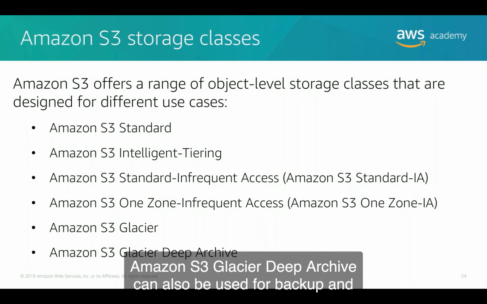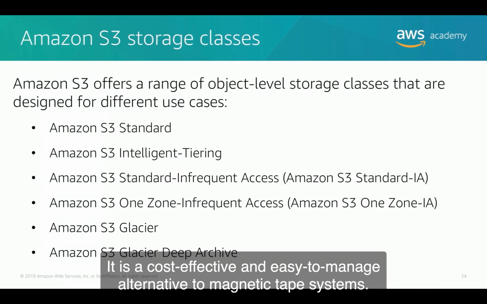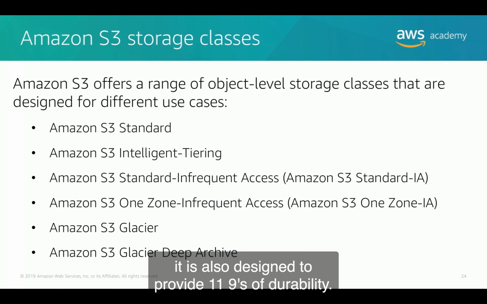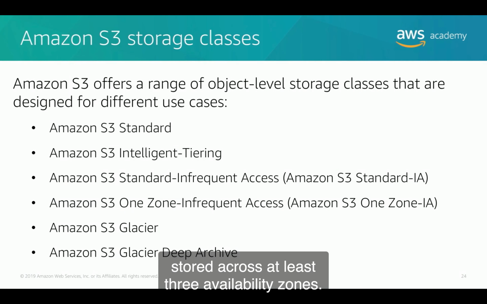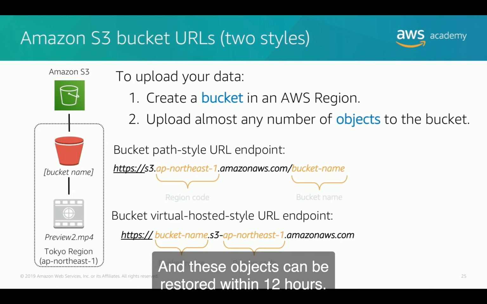Amazon S3 Glacier Deep Archive can also be used for backup and disaster recovery use cases. It is a cost-effective and easy-to-manage alternative to magnetic tape systems. Amazon S3 Glacier Deep Archive complements Amazon S3 Glacier, and it is also designed to provide 11 nines of durability. All objects that are stored in Amazon S3 Glacier Deep Archive are replicated and stored across at least 3 availability zones, and these objects can be restored within 12 hours.